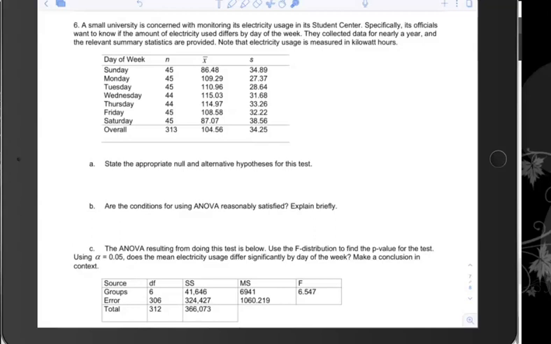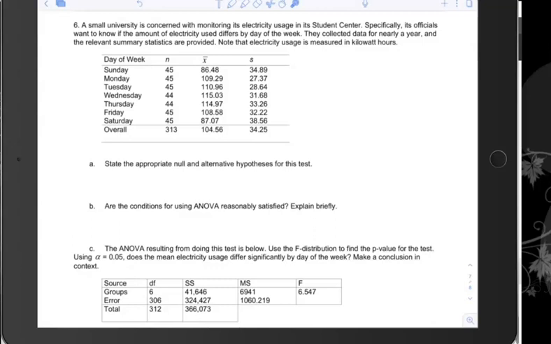Let's look at another problem. A small university is concerned with monitoring its electricity usage in its student center. Specifically, its officials want to know if the amount of electricity used differs by the day of the week. They collected data for nearly a year, and the relevant summary statistics are provided. Note that electricity usage is measured in kilowatt hours.